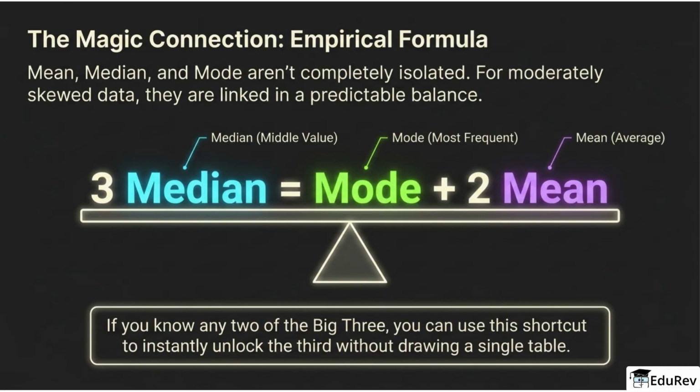The equation 3 times the median equals the mode plus 2 times the mean is an incredible shortcut, because if you know any two of the big three, you can use it to instantly unlock the third without having to draw a single frequency table.